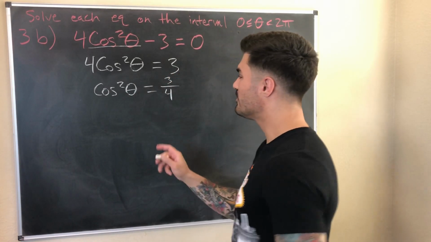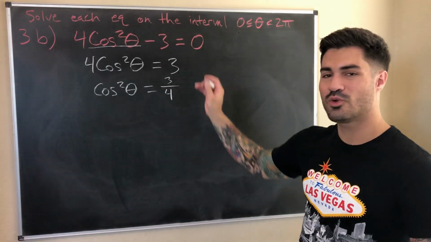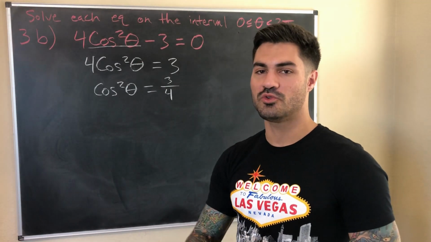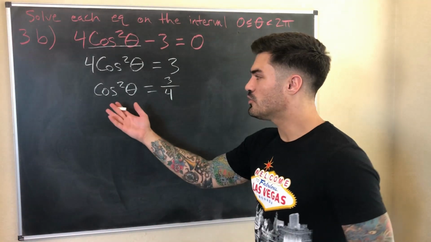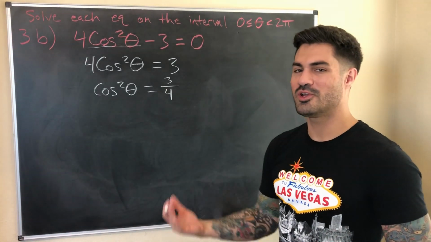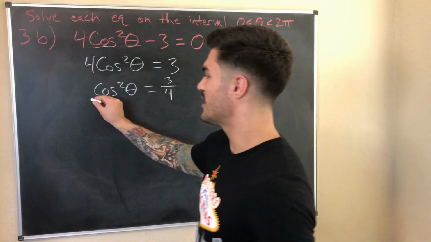So it may seem like we've isolated the trig part of this equation and we're good, but what we really want is cosine theta equals something. Now we have cosine squared theta equals something. So we need to get rid of that squared, and we can do that by taking the square root of both sides of this equation.